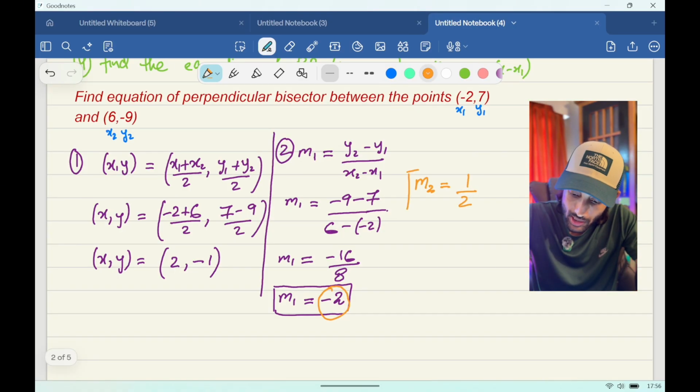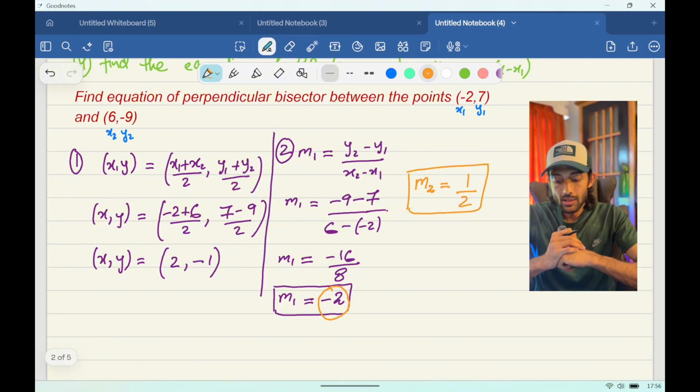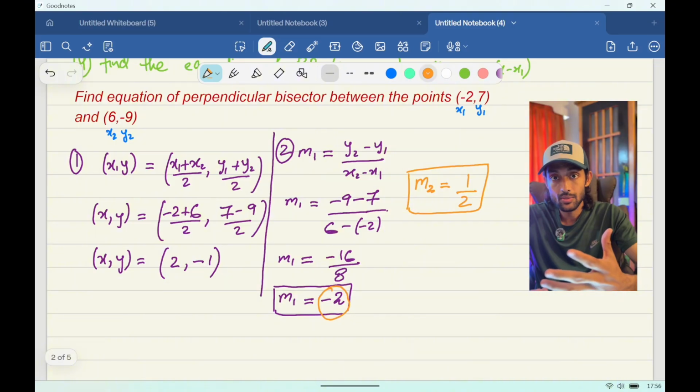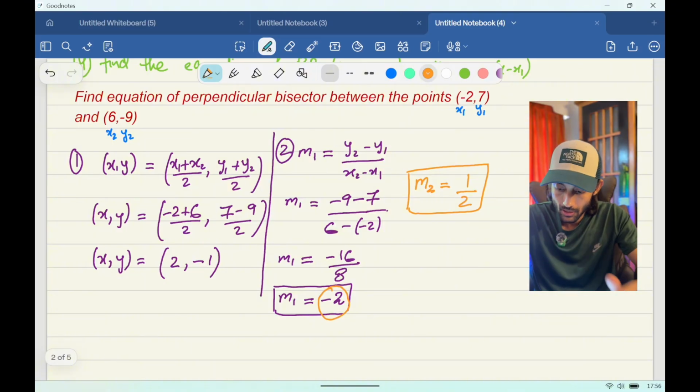Let me give you some more examples. For instance, if you were given the value of M1 is equal to maybe 6, the reciprocal of 6 is 1 over 6. Initially it was +6, but now you will take a negative. So the result will be -1 over 6. So you can just take a few examples by yourself as well and try to practice this concept of negative reciprocals.